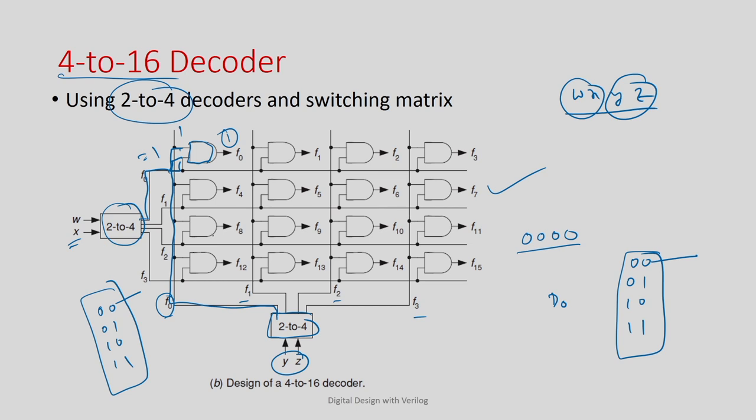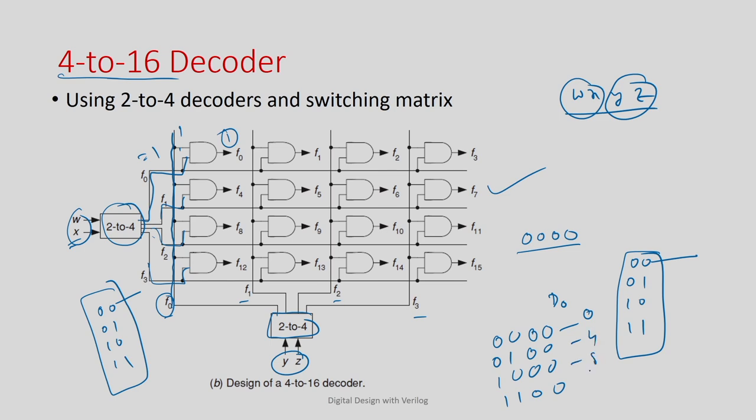Similarly, what I am doing here is a matrix. Here you can see that in all these gates, F0 is connected. Here you can see that F0 of WX is connected here, F1 is connected here, F2 is connected here and F3 is connected here. So what does this mean? This first column will always give me 00, then 0001, 1001, 1101, so basically 0, 4, 8 and 12.